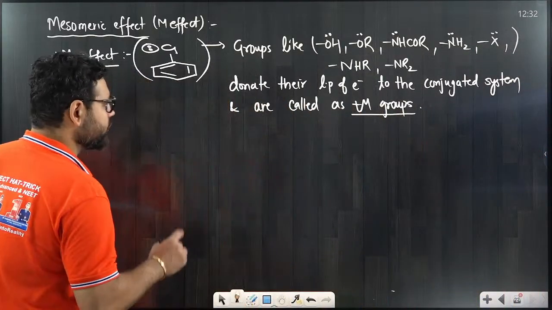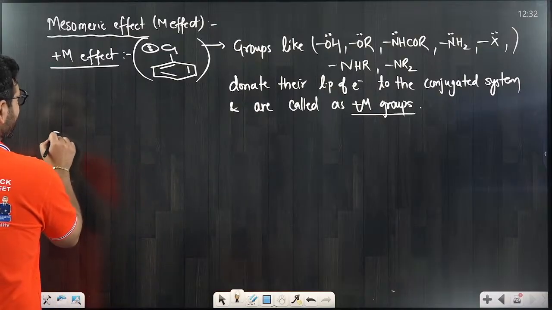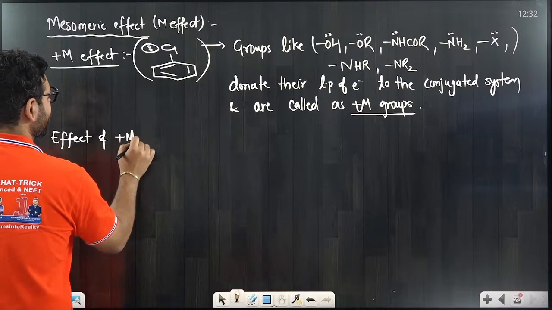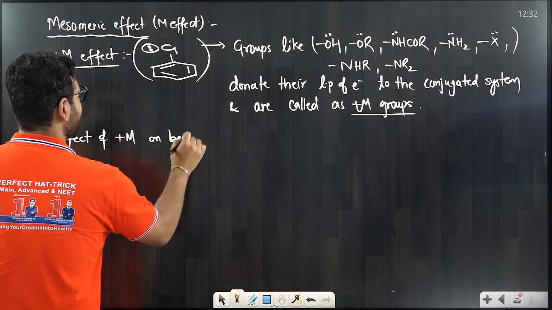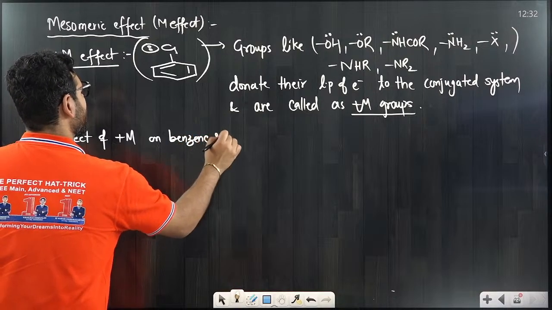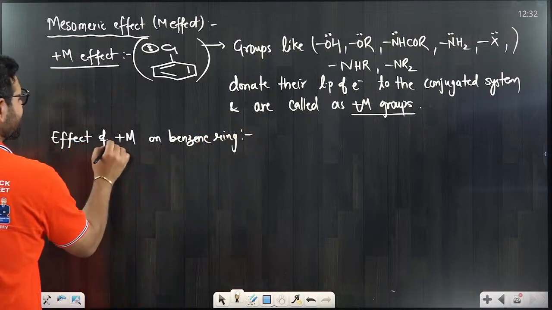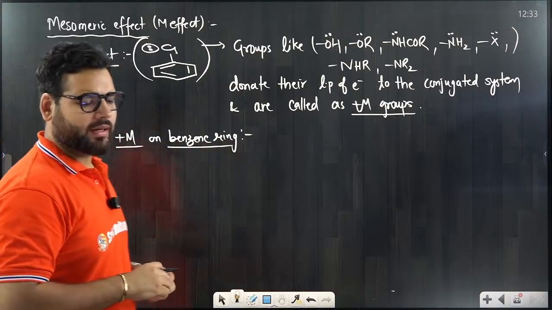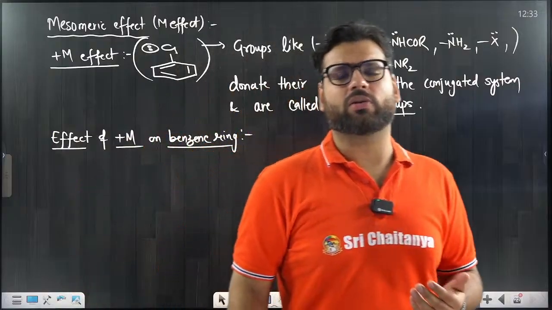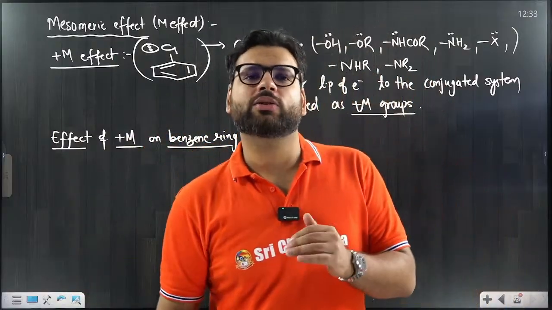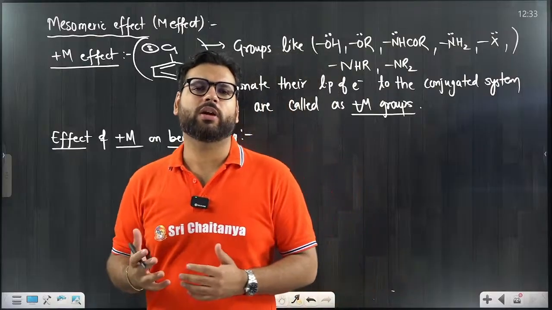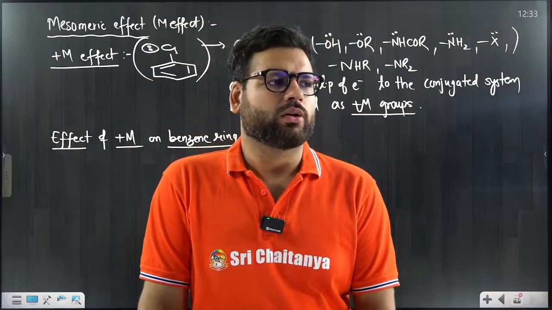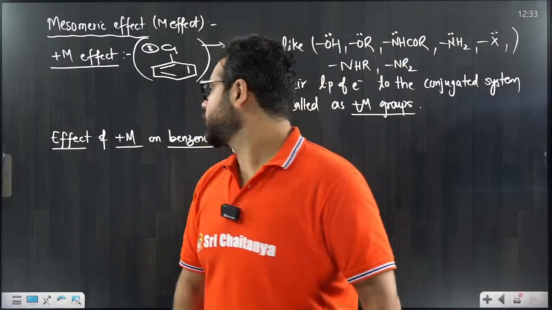So what will they do? See here, the effect of a plus M group on the benzene ring. On a benzene ring, a plus M group shows two effects. First, it donates electrons where? Only at its ortho and para positions. Only at its ortho and para positions, nowhere else.